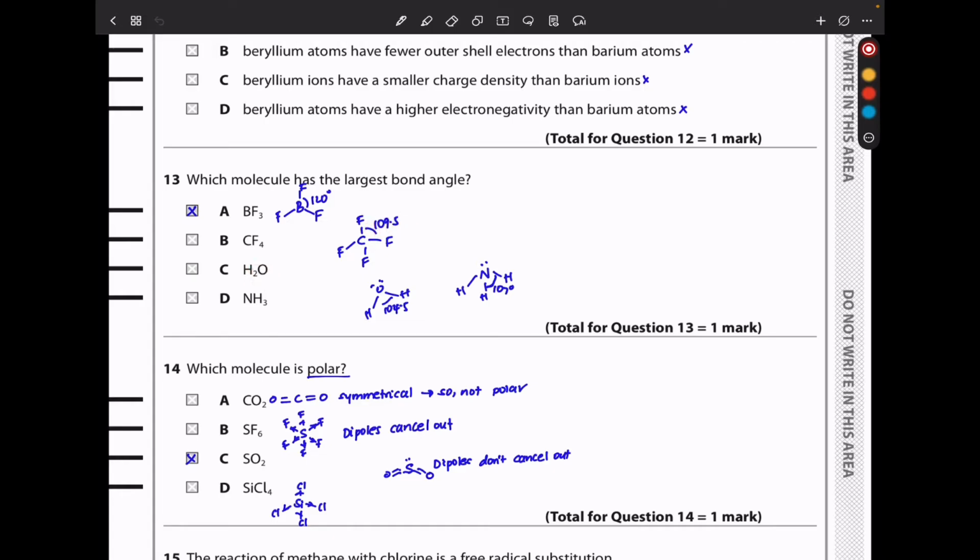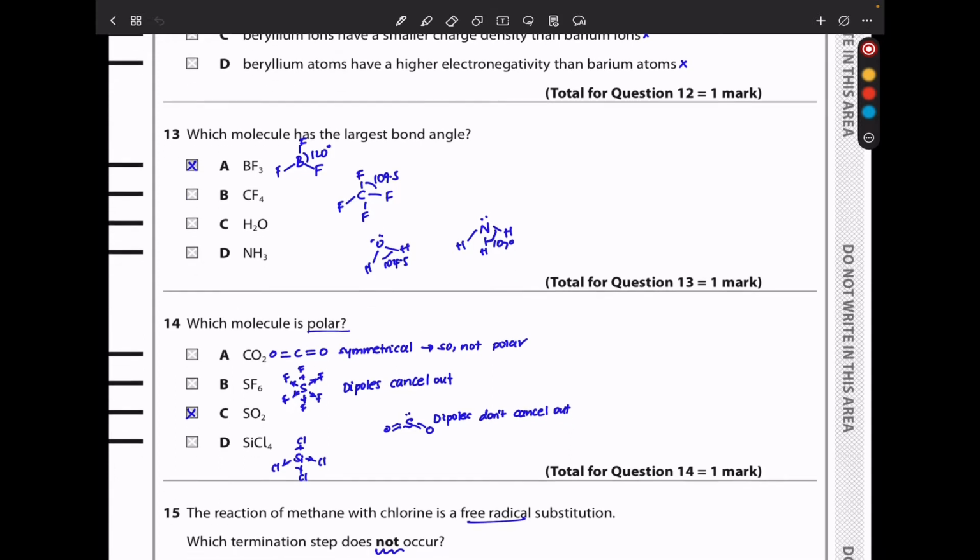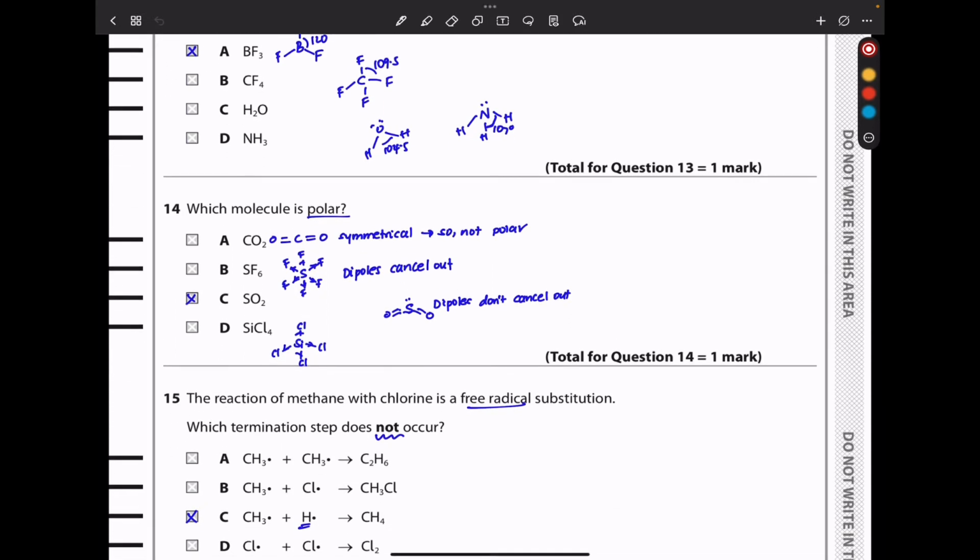This one is 104.5, and this is 107, so it's going to be this one, which is 120. In question 14, which molecule is polar?